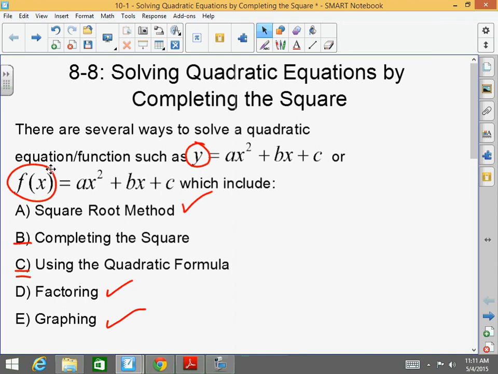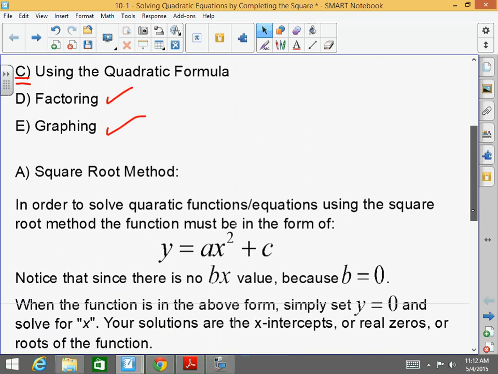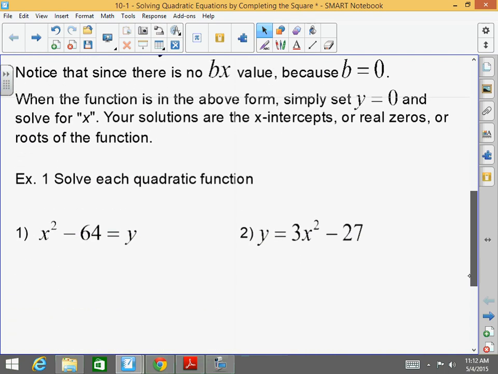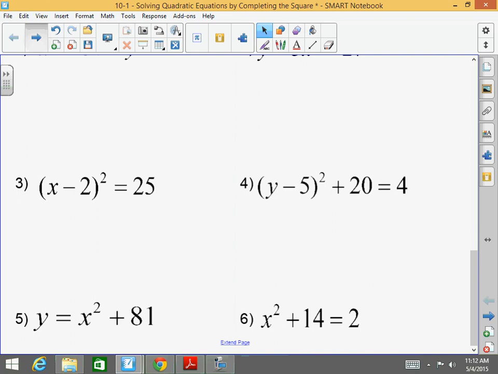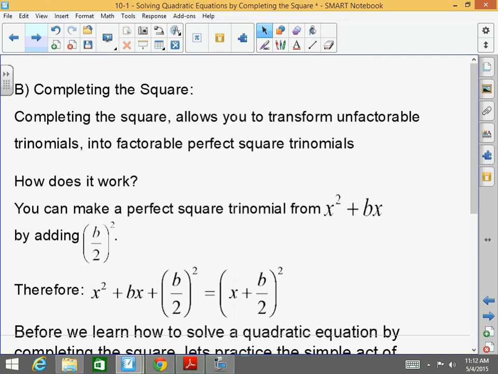Now, it's very simple. However, like everything in math and in life, there are steps, there are procedures. If you follow the steps and procedures, life will be very, very easy for you here in this section. If you don't, it may get a little bit difficult and you may get confused. So I strongly suggest that you follow directions. Okay, so square root method we already learned, so we can skip that. Okay, completing the square.